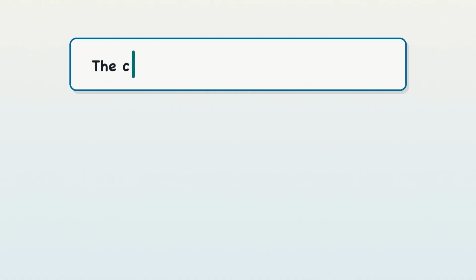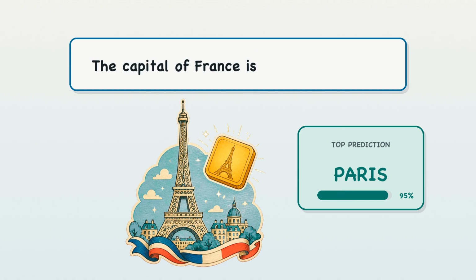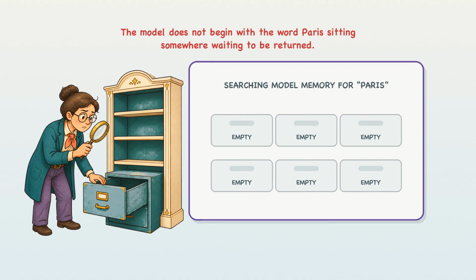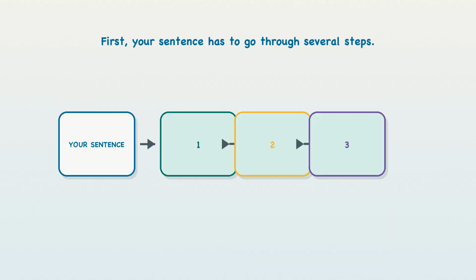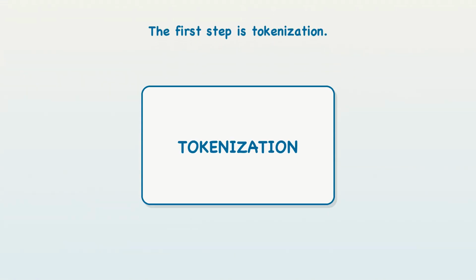Let us start with a simple sentence. The capital of France is... you already know what probably comes next. Paris. But the model does not begin with the word Paris sitting somewhere waiting to be returned. First, your sentence has to go through several steps. The first step is tokenization.